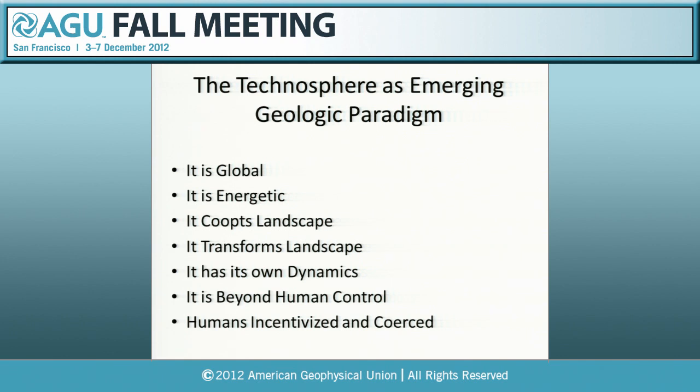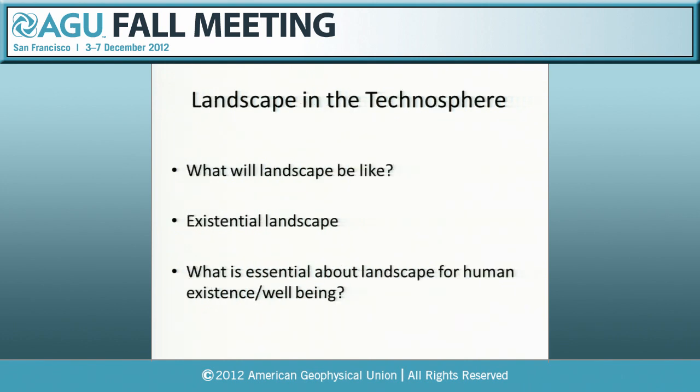However, humans are locked into the technosphere. We all are locked into it, both by coercion and more importantly, by incentives that the technosphere gives us. We want what it has, and so we act in a way to support its operation. And so, what is the fate of landscape in this kind of out-of-control system that's surging across the surface of the planet? What will landscape be like in the farther future?